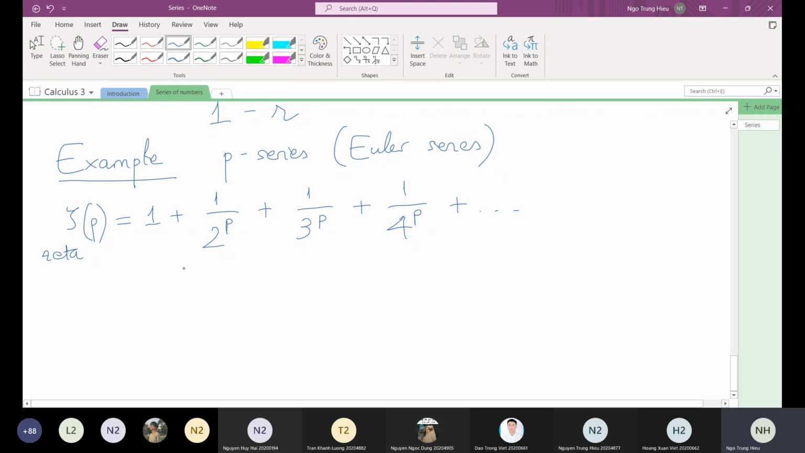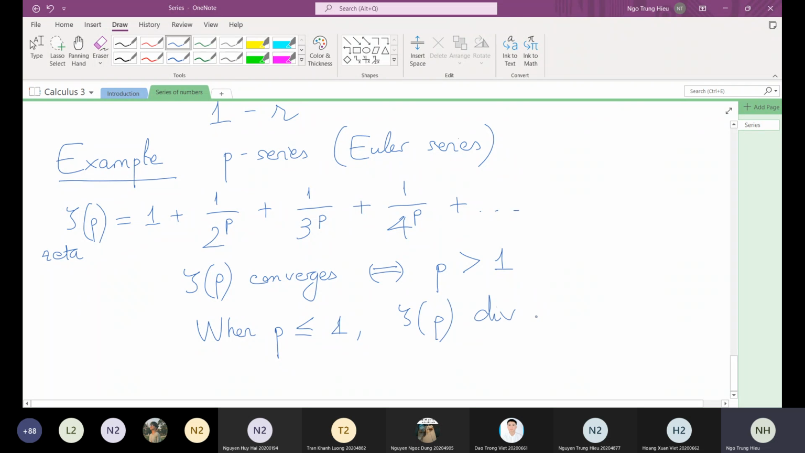So this series, zeta of P, converges if and only if P is greater than one. When P is equal to one, or P is less than or equal to one, the series diverges. For this result, we will see the reason why it converges when P is greater than one later on.